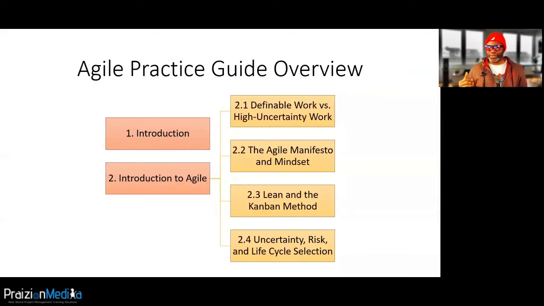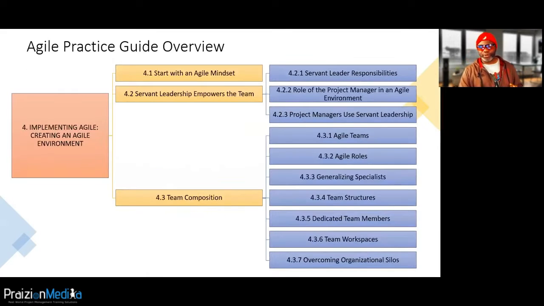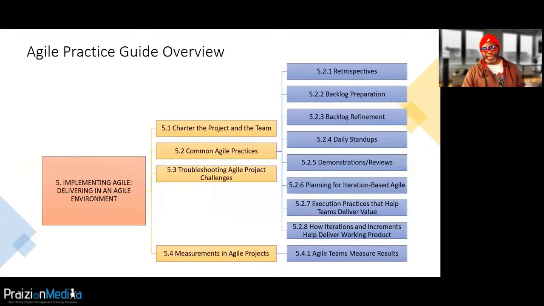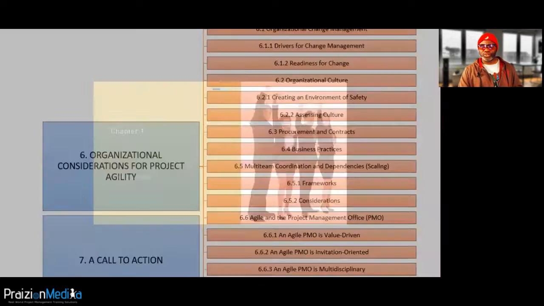This is the breakdown of the chapters. There's an introduction to Agile, life cycle selection, which is pretty important, implementing Agile, delivering in an Agile environment. Chapter 6 is about organizational considerations for project agility, and Chapter 7 is a call to action. Let's talk about Chapter 1.